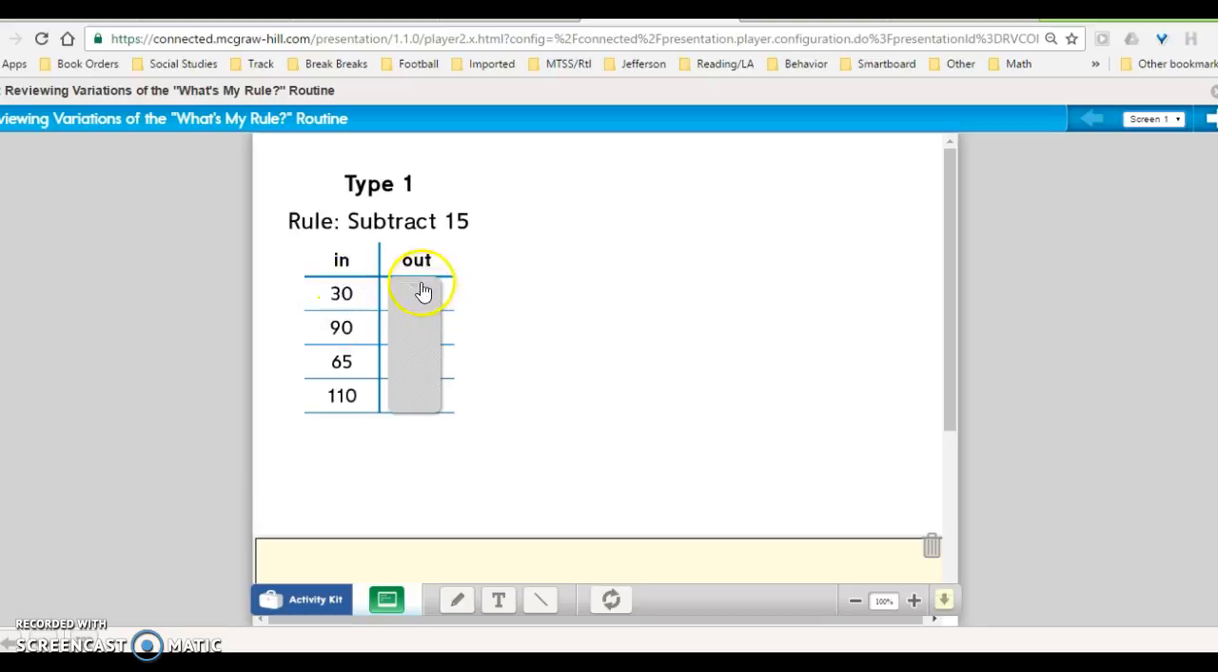So we drop in a 30. That's the input. The output, we get 15. So the output is our new number. And we would subtract 15 from all these numbers. And that's what we get. That's one type of it.